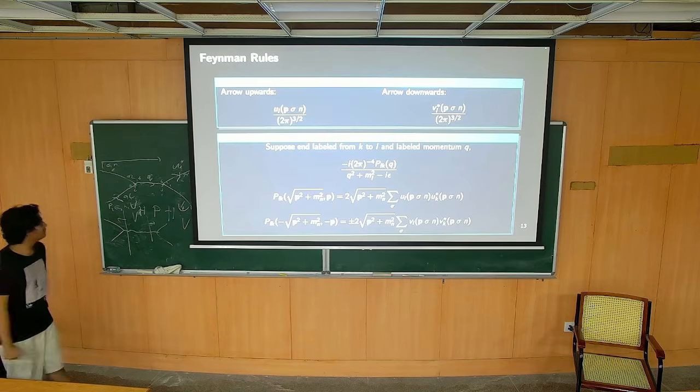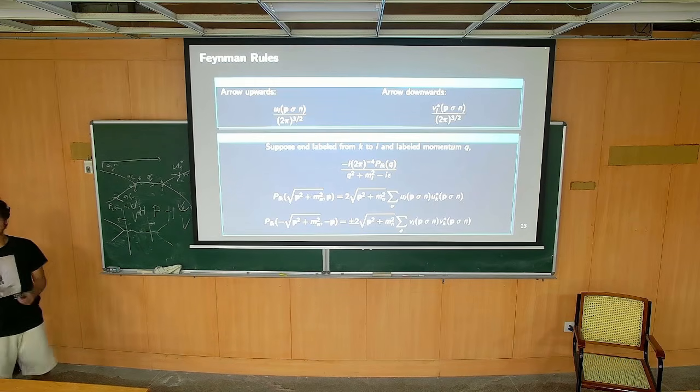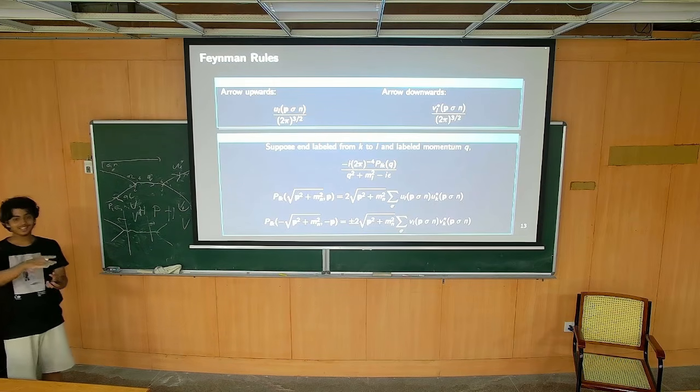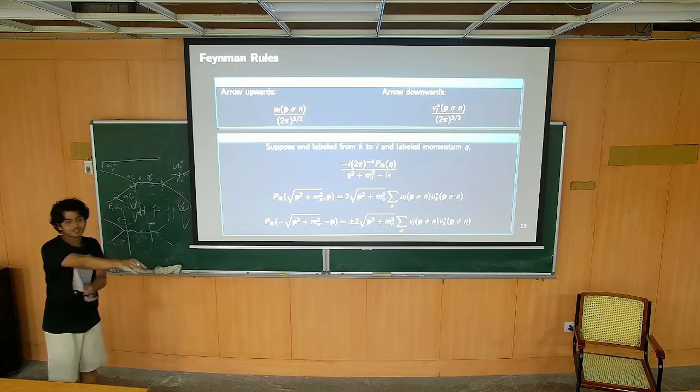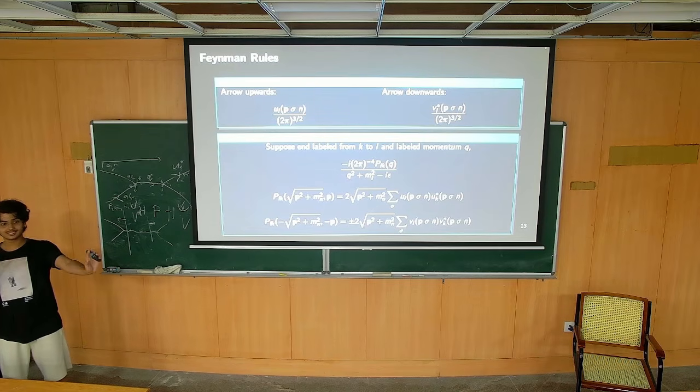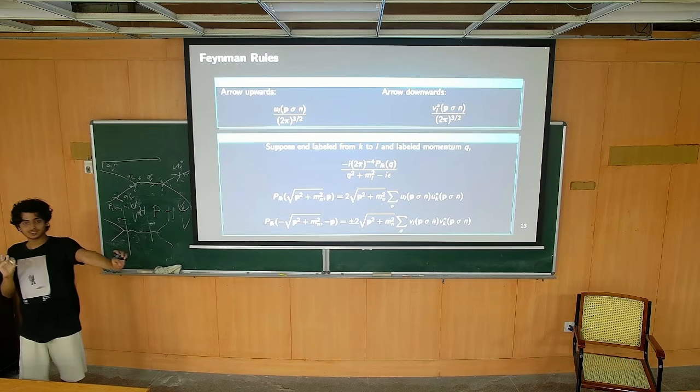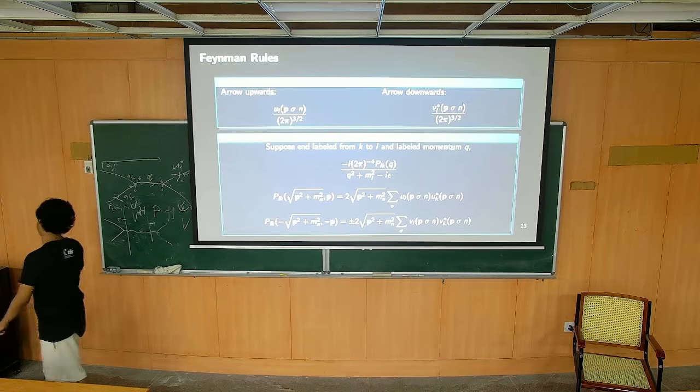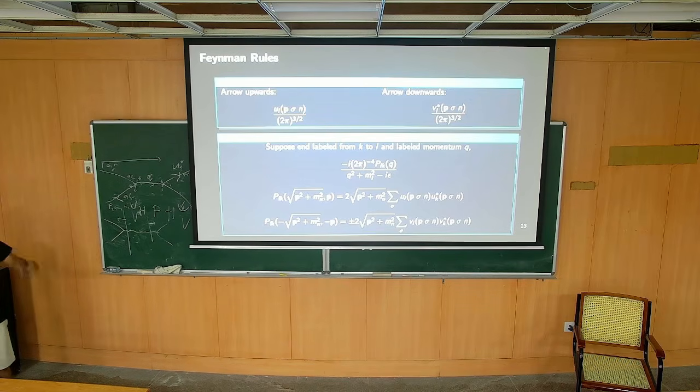Propagator tells you how it propagates through space-time, from one point to another, how it goes. The time evolution between those. That is the particle physics propagator.